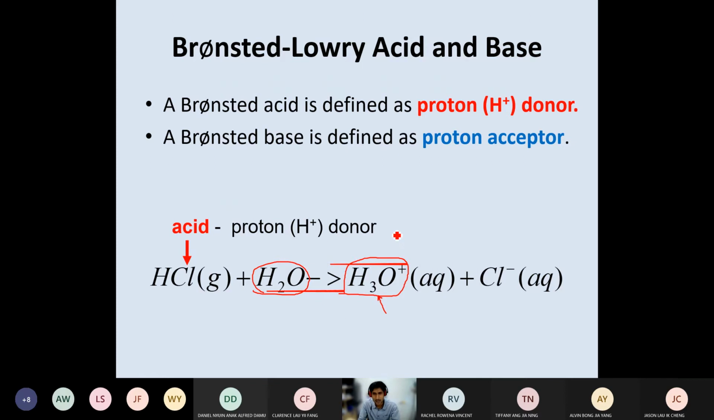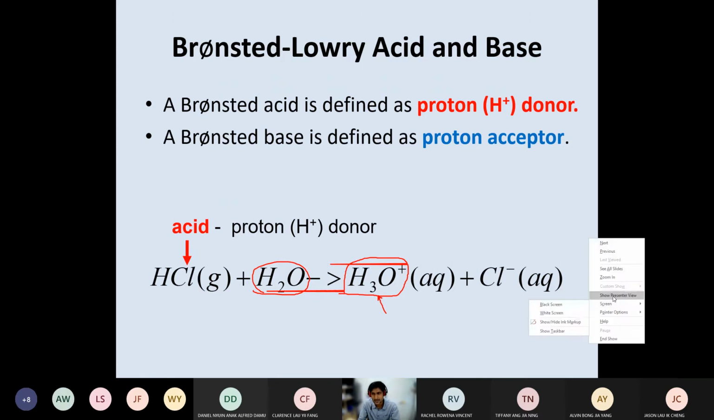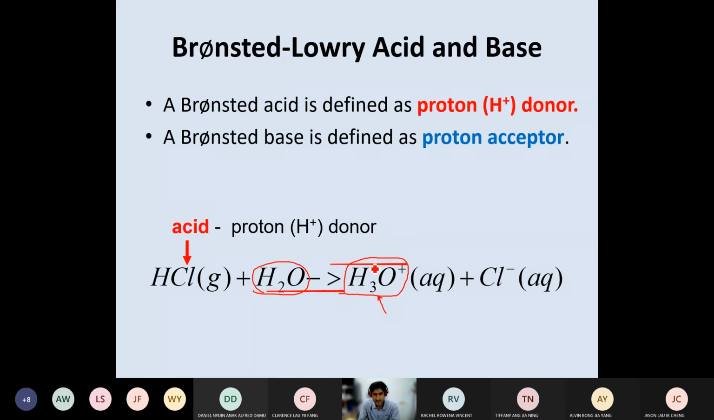Now, we see that since it is here, the hydronium ion. Oh, so just introduce this. This is a base proton.